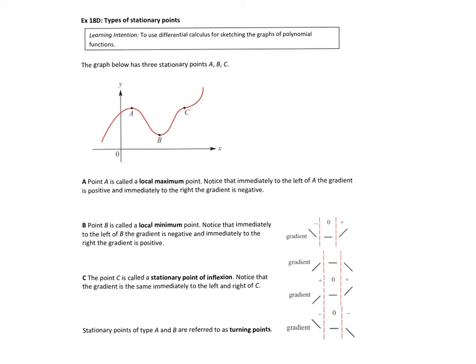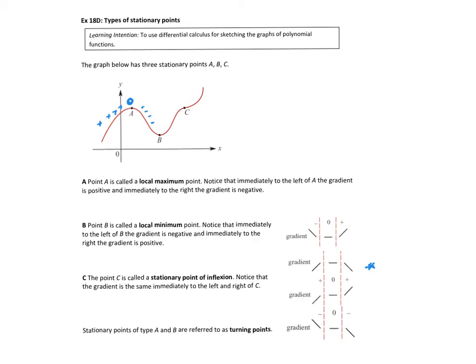Let's have a look at the top graph there. We know that at the maximum turning point there, the gradient is 0. And what is happening before that? Well, the gradient is positive before it becomes 0, and then it becomes negative. So you can see there that we would be looking at a situation like this, where we have a positive gradient, a 0 gradient, then a negative gradient.